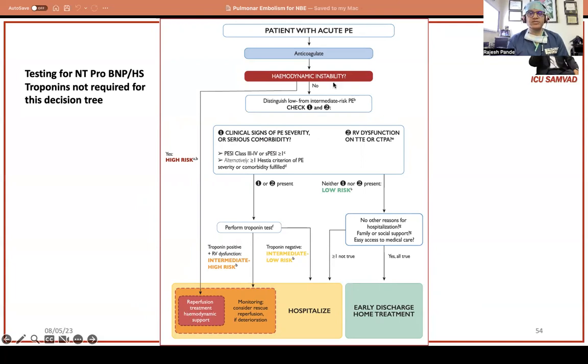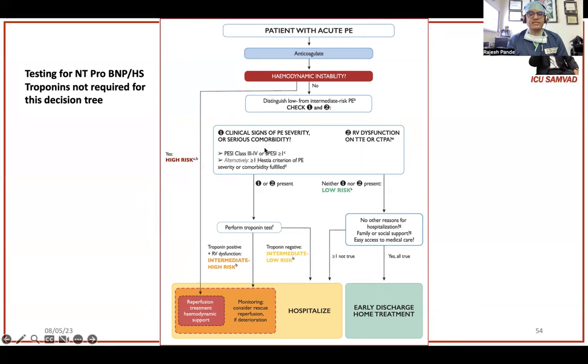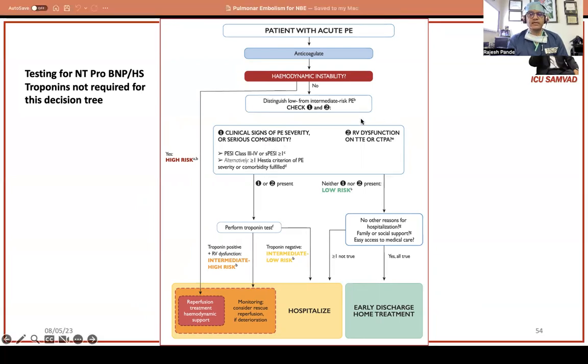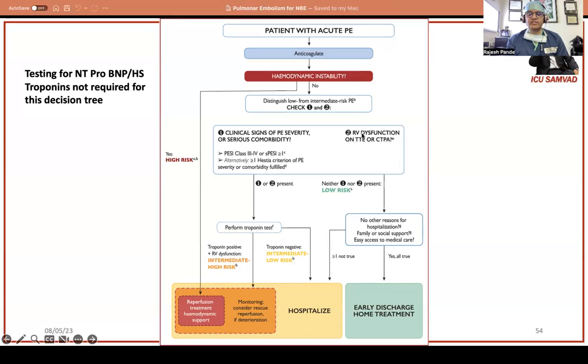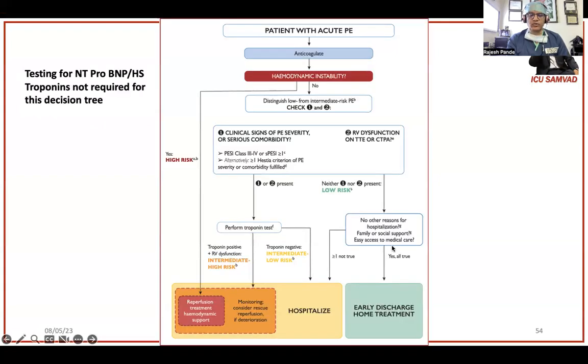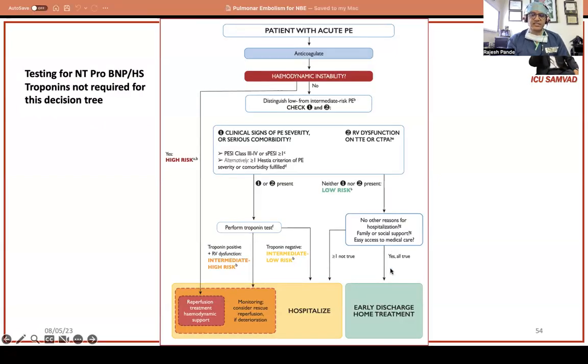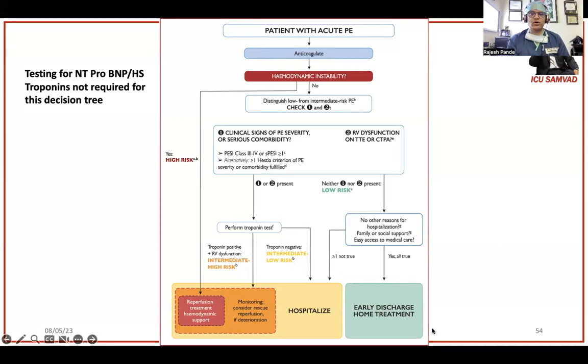If he is not hemodynamically unstable, then we have to see whether it is low risk or intermediate-high risk. That will depend on the PESI classification. It will depend on the echo. So if we find that the clinical signs of severity are not there, PESI class is 1 or 2, and RV dysfunction is not there, then obviously there is no reason for hospitalization. And if there is a family who can provide support and there is easy access to medical care, discharge the patient on home treatment.